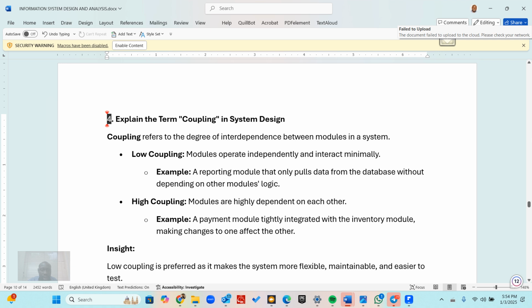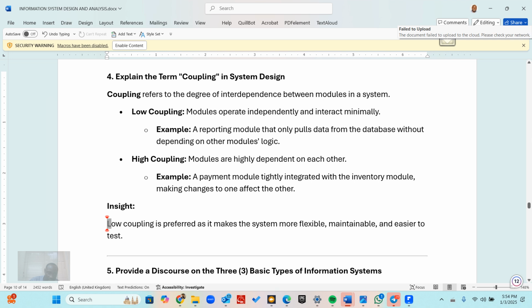Low coupling, high coupling. In low coupling, modules operate independently and interact minimally. Highly coupled modules are highly dependent on each other. Example, a payment module tightly integrated with the inventory module, where making changes to one affects the other. And low coupling, with a reporting module that only pulls data from the database without depending on other module logic. So the low coupling is preferred as it makes the system more flexible, maintainable, and easier to test than high coupling, where modules are highly dependent on each other.